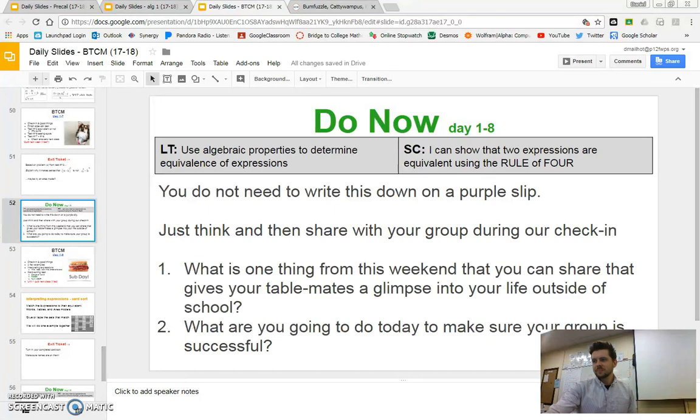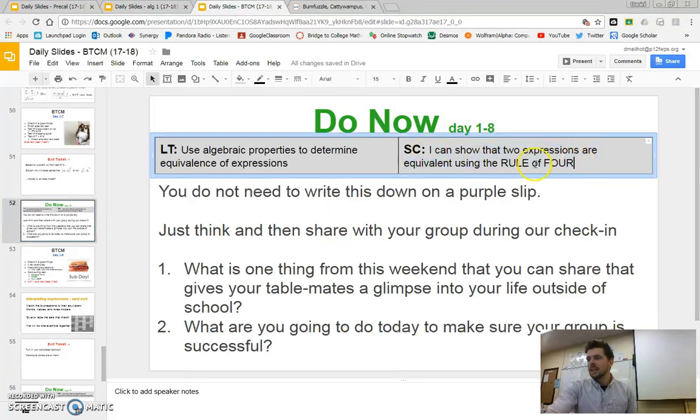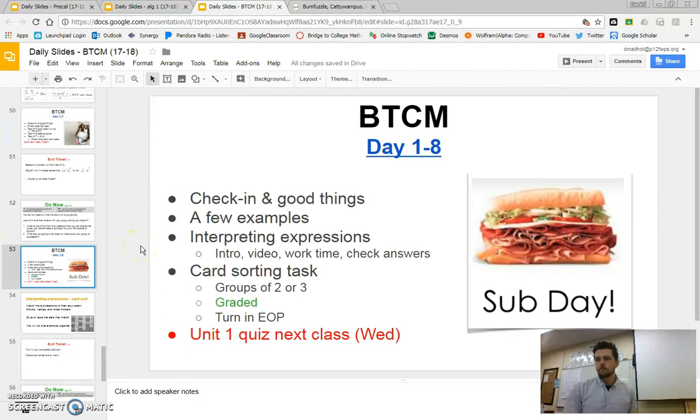All right. You notice today we're still dealing with expressions. We're actually almost to the end of Unit 1. We're going to use the rule of 4 today with our expressions, right? It's on that poster on the back wall. Pictures, words, equations, tables. Equations or expressions, right? Algebra.